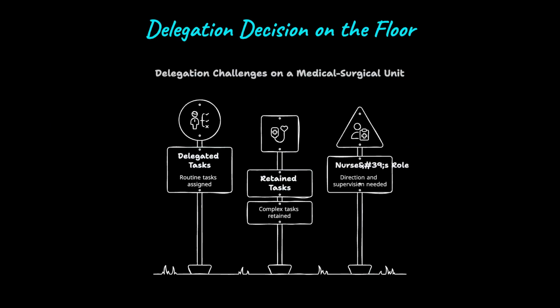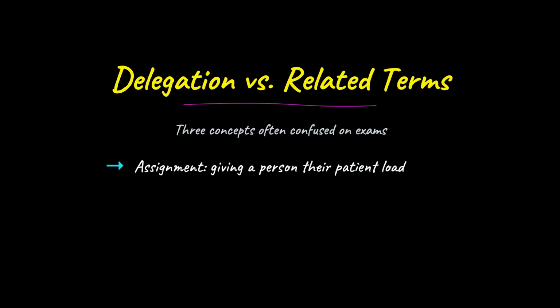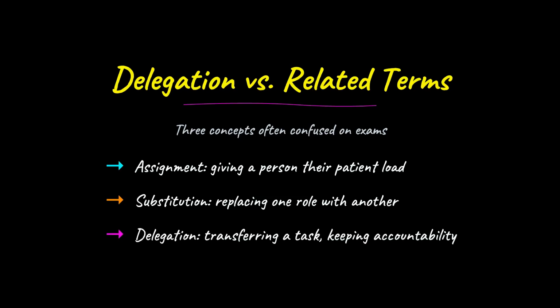In practice, the nurse sorts tasks by scope. Routine, predictable work like vital signs on a stable patient goes to unlicensed assistive personnel, while assessment, teaching, and intravenous medication management stay with licensed nursing staff. Delegation is often confused with assignment or substitution. Assignment is simply giving a person their patient load, and substitution replaces one role with another. But delegation specifically transfers a task while the nurse keeps accountability for the outcome.